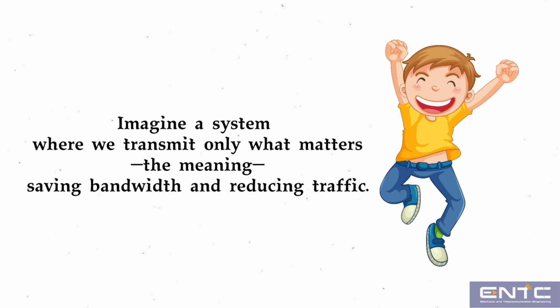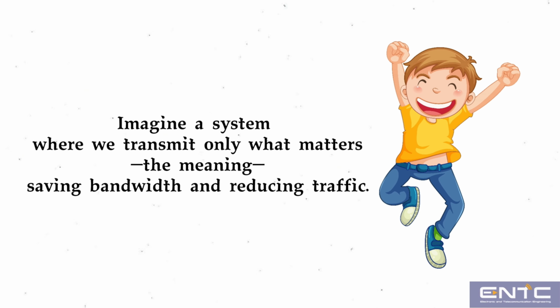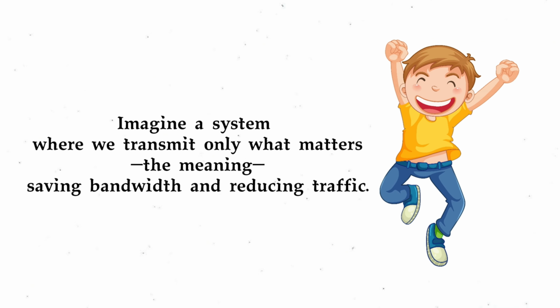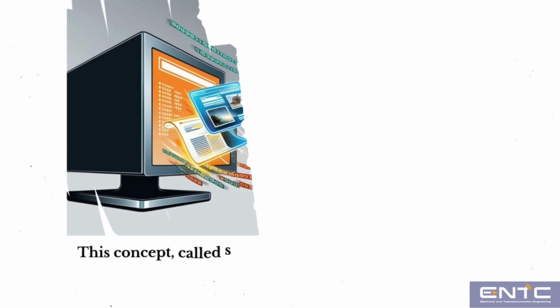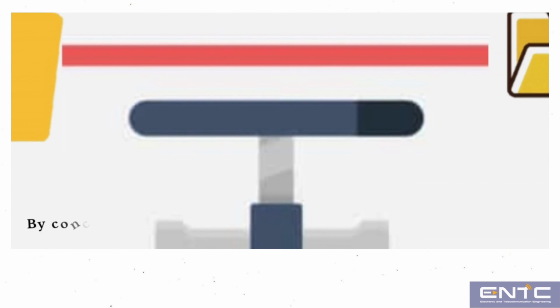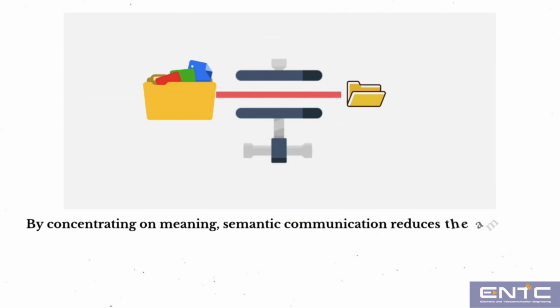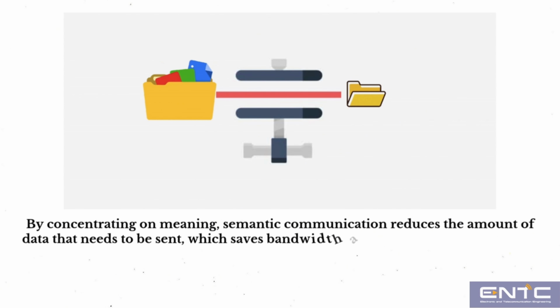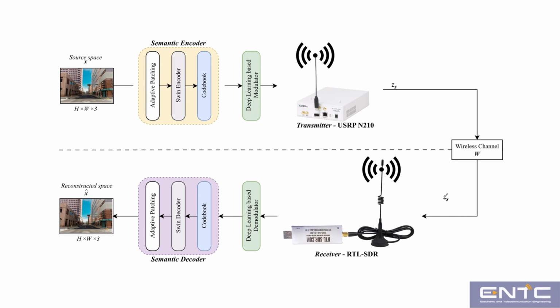Imagine a system where we transmit only what matters, the meaning, saving bandwidth and reducing traffic. This concept, called semantic communication, shifts the focus from raw bits to meaningful information. By concentrating on meaning, semantic communication reduces the amount of data that needs to be sent, which saves bandwidth and lowers network congestion. Now let us look at our overall architecture.